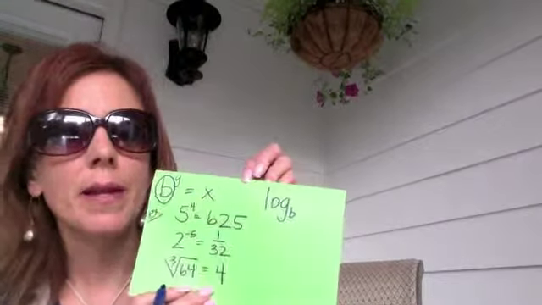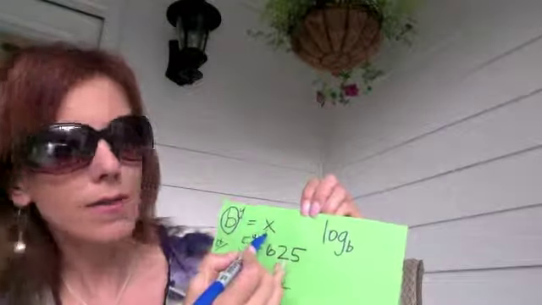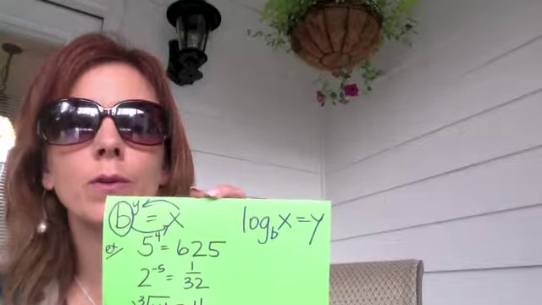Log base b. Now I'm going to cross that equal sign and then come back. Log base b of x is equal to, and we come back to y. Log base b of x is equal to y.